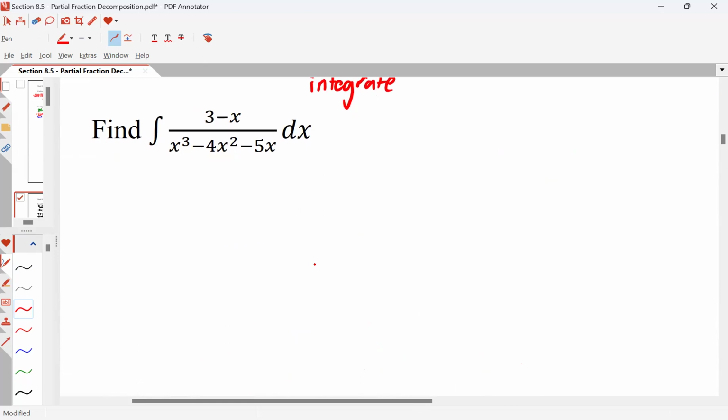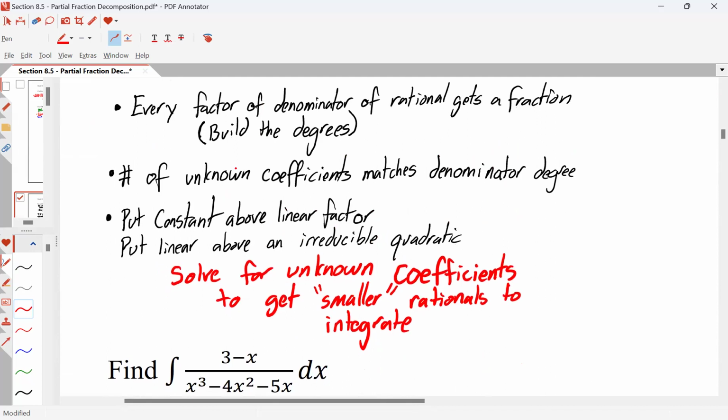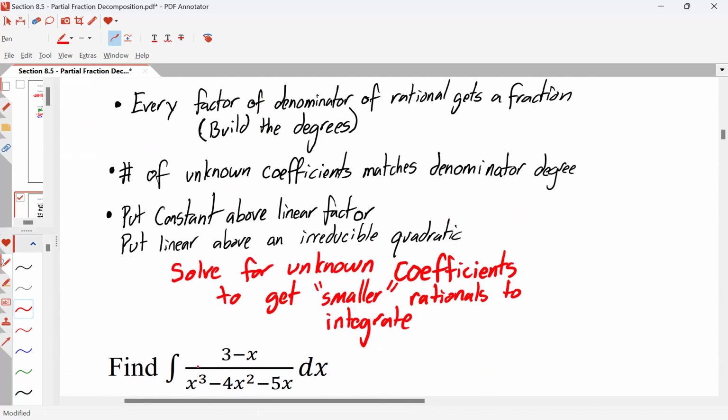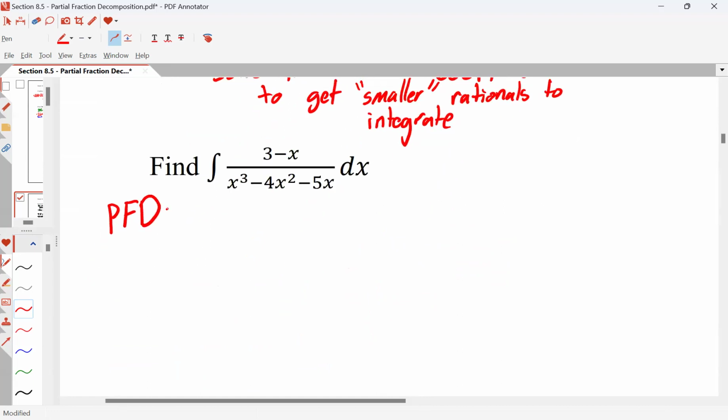We have (3 minus x) over (x cubed minus 4x squared minus 5x). We want to break this fraction into smaller pieces. And it says every factor of the denominator will get a fraction. So I need to factor this denominator. So our partial fraction decomposition is going to say we have (3 minus x) over (x cubed minus 4x squared minus 5x).